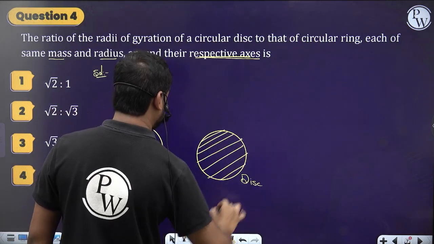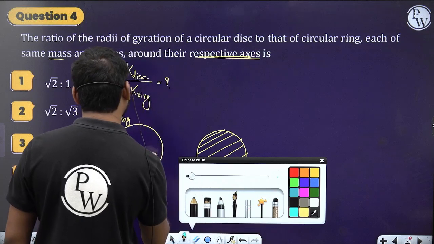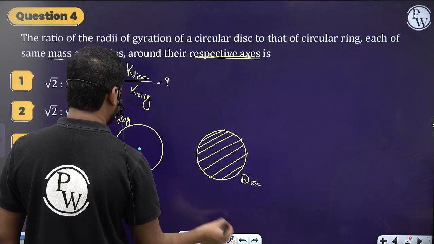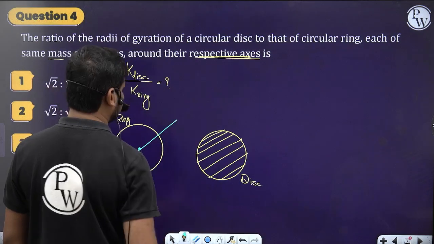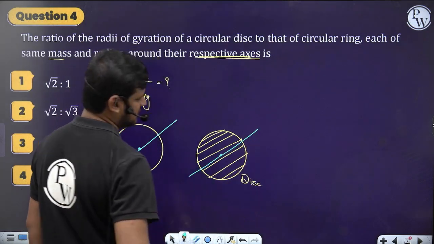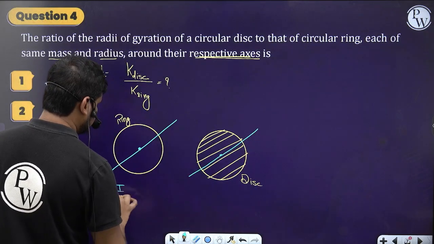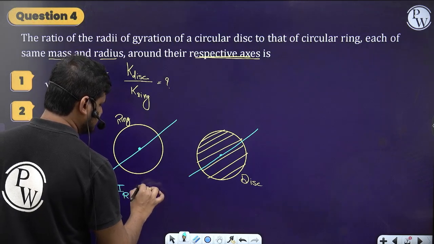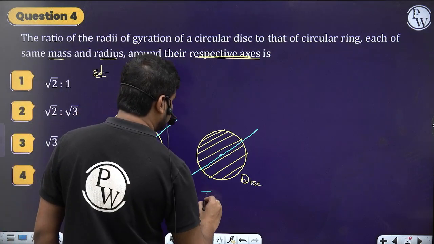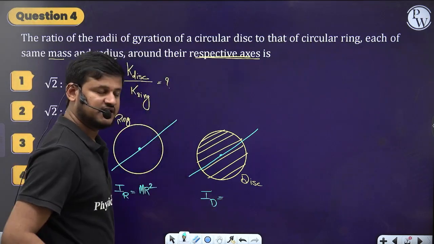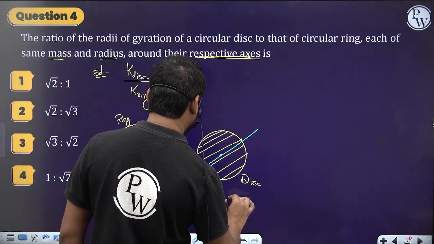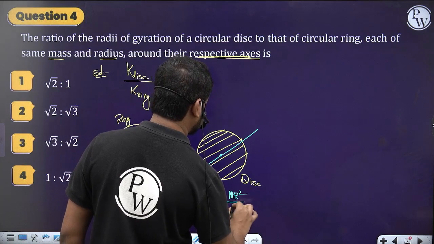Let me take the moment of inertia about its perpendicular axis passing through the center. When I draw the line like this, it's a perpendicular axis, right? So for the ring, I_R, I am writing, which is mr square about its perpendicular axis. And then for the disc, moment of inertia of the disc, which is equal to mr square by 2 about its perpendicular axis, right?